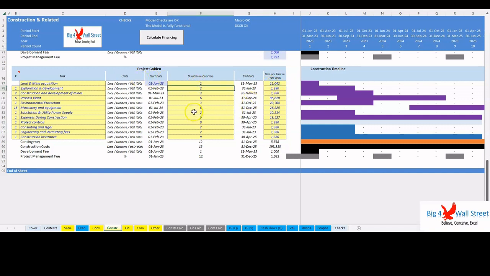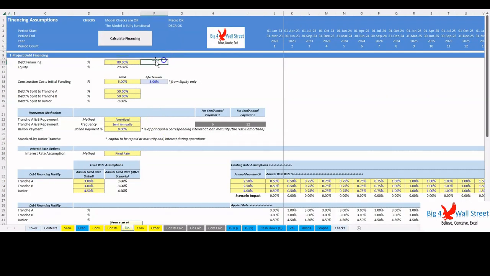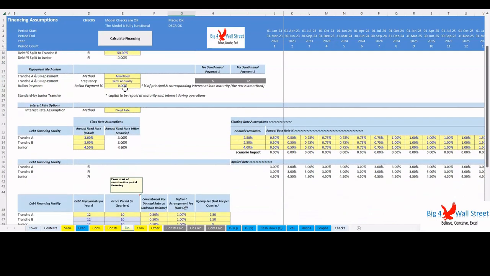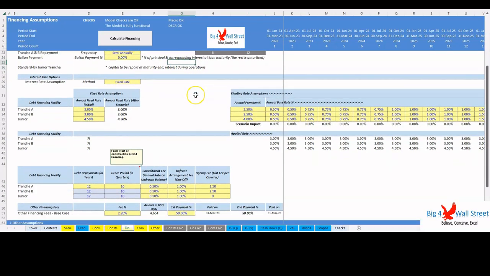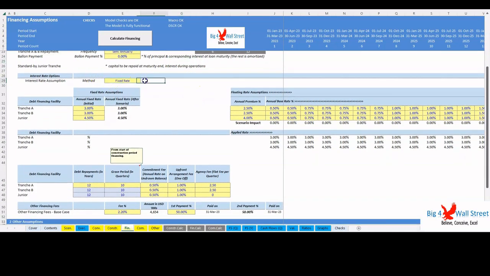Moving to the Financing tab, the user sets the percentage of debt financing of the construction costs, initial funding from equity, and the debt split between senior tranches, A and B, and junior tranches. The user selects the repayment method for the senior tranches, amortized or debt sculpting, as well as the repayment frequency, semi-annual or quarterly, and the balloon payment if any, up to 100%. The user then selects between fixed and variable interest rates and adjusts the corresponding rates for each of these calculation methods and for each tranche separately.